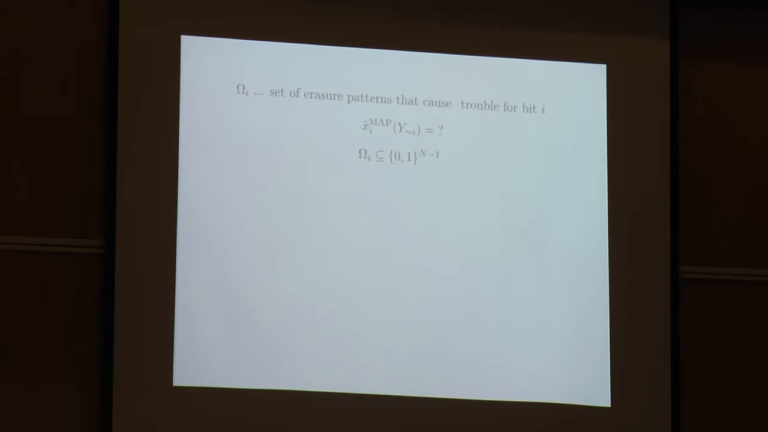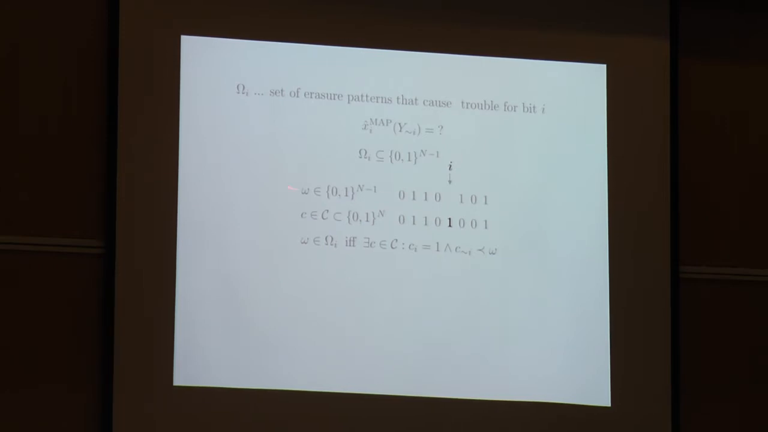So the set of erasure patterns that cause trouble depends on which position I am looking at. But this won't cause trouble. Why? Because due to the symmetry of the code, all the exit functions for each position, just because of the one transitivity, are the same. So we might as well just think of one. It doesn't matter which one. That's exactly what I want to show.